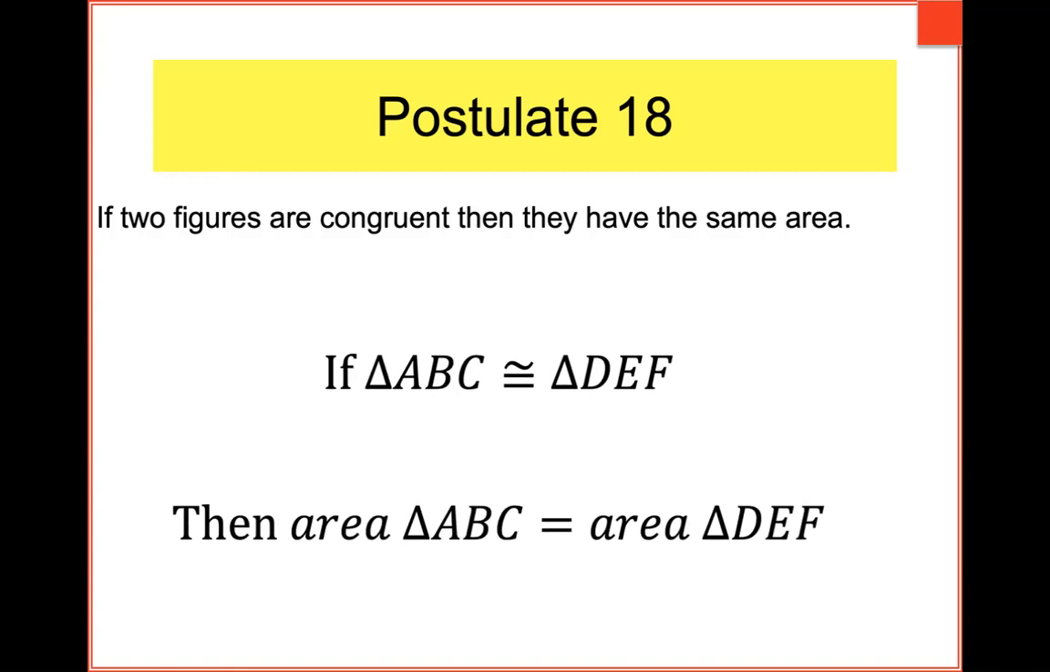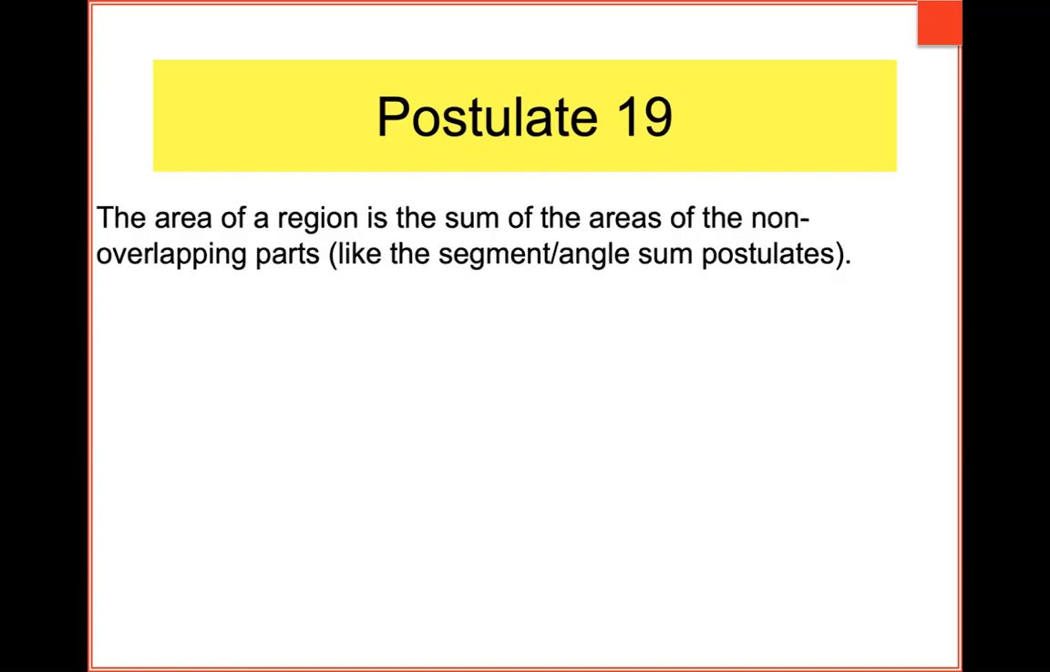Hopefully that's obvious. Now you can have equal areas of different shapes. I mean, you could have a triangle that has the same area as a square. Then they wouldn't look the same, but they could enclose the same amount of space. But we wouldn't say that the triangle is congruent to the square. However, if two squares are congruent, then they must have the same area. So that's postulate 18. Boy, we're knocking these out pretty quick.